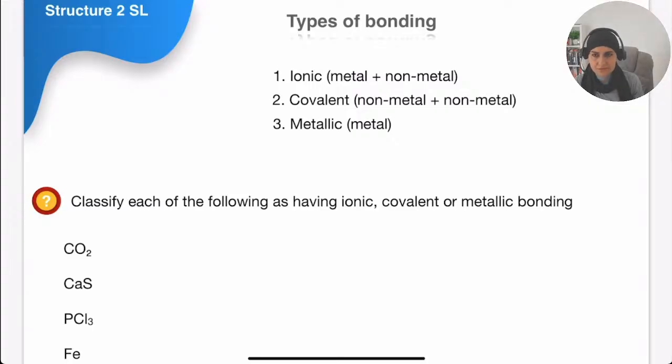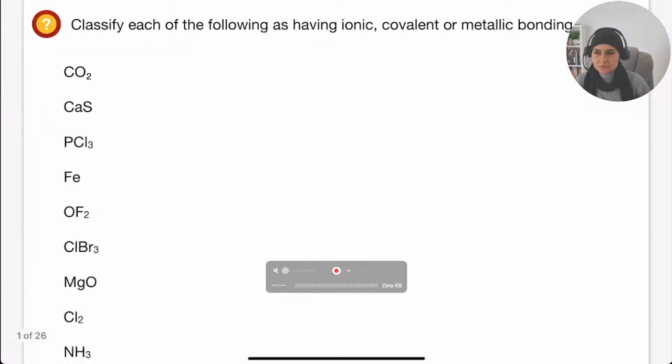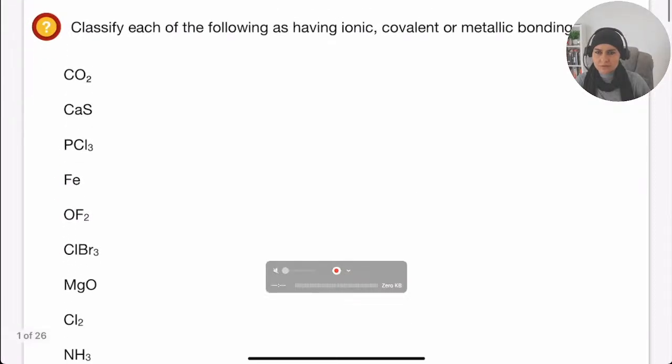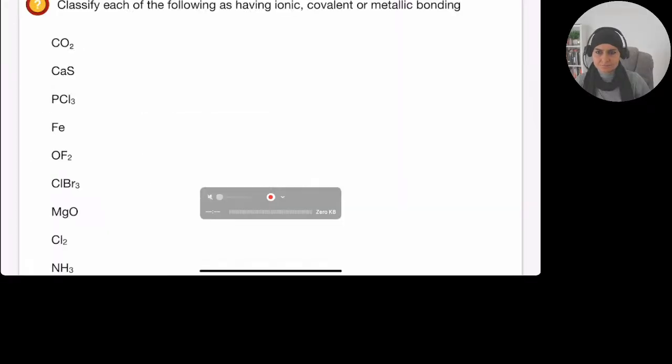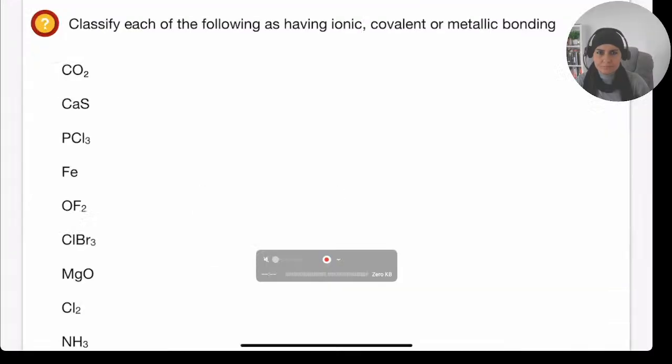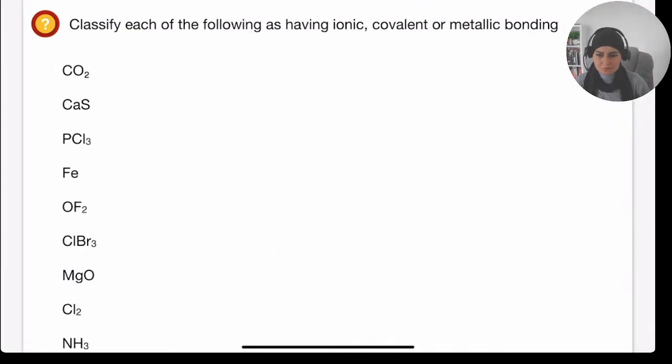O is a non-metal. Can you see my writing? I hope you can see my writing. Or is my screen frozen? Oh no, I think my screen is frozen. Okay, let's see if that would work. Does that work? It does?